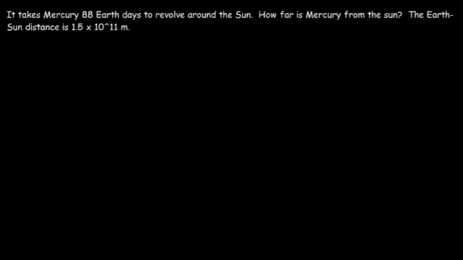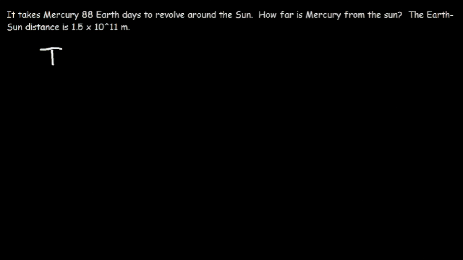Go ahead and try this problem. It takes Mercury 88 Earth days to revolve around the sun. How far is Mercury from the sun? And we have the Earth-Sun distance. So this time we need to solve for R.